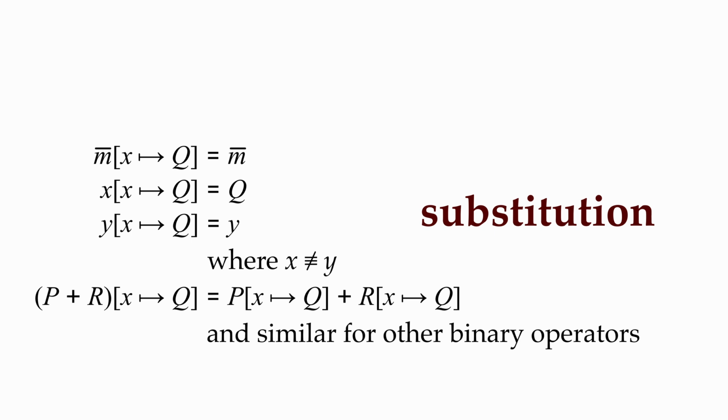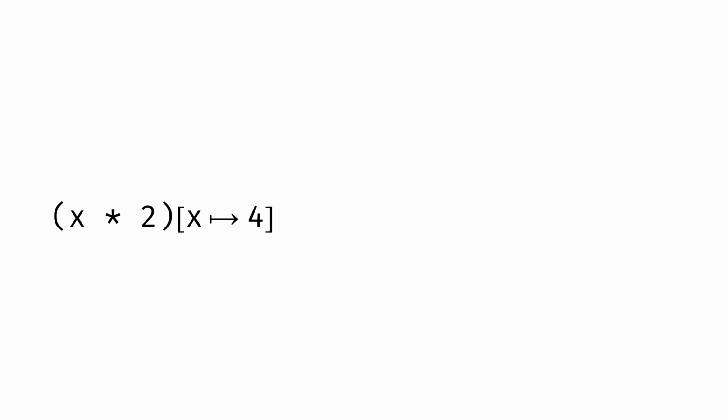To take our example from earlier, if we have the expression x times 2, and we want to substitute x with 4, how precisely can we arrive at the answer? Well, we have a multiplication of two expressions, so following our substitution rule, we'll apply the substitution recursively to each of the sub-expressions. We'll take x and substitute x with 4, and we'll multiply that by 2 with x substituted with 4.